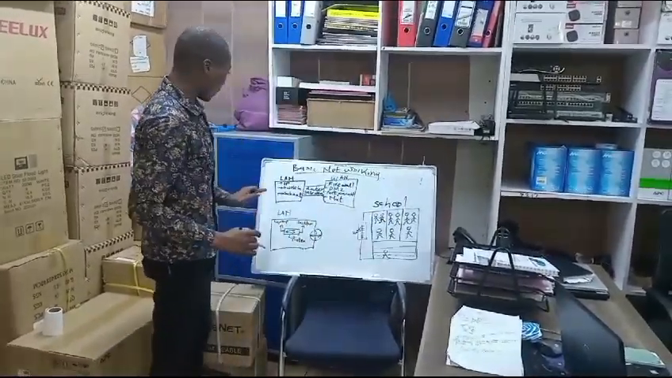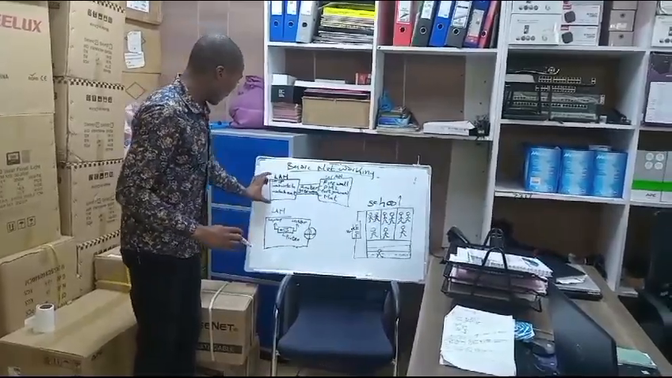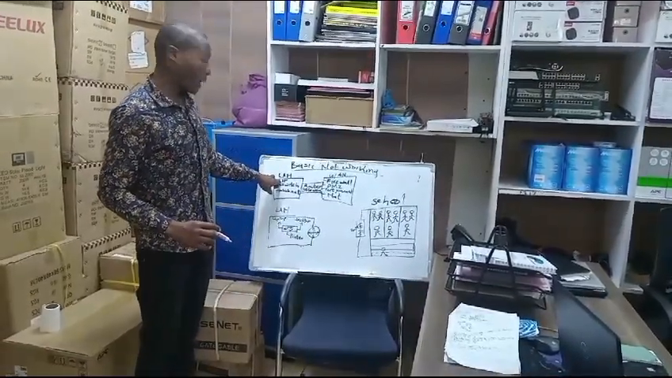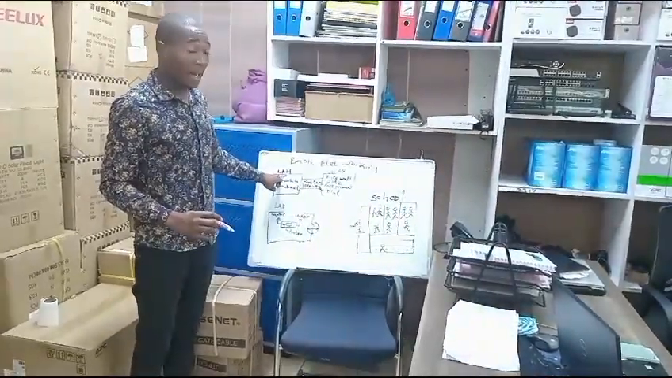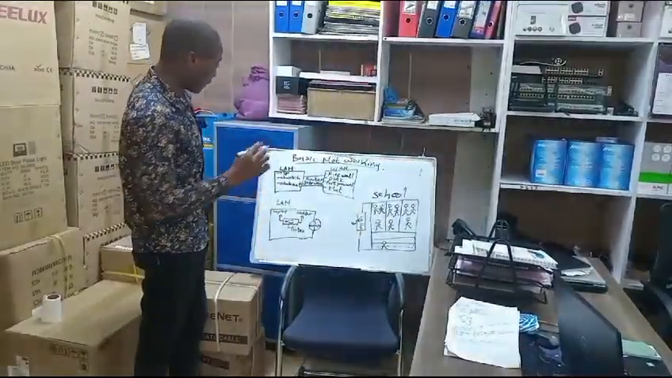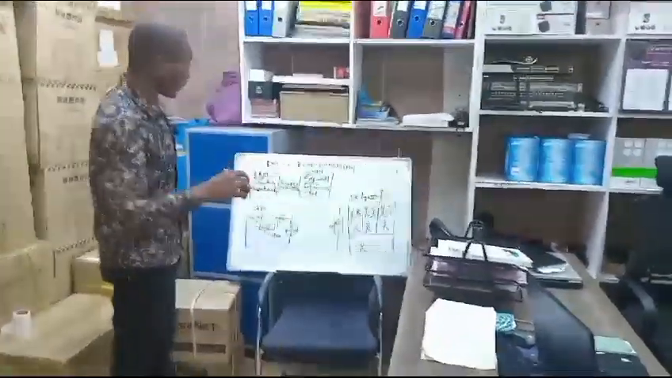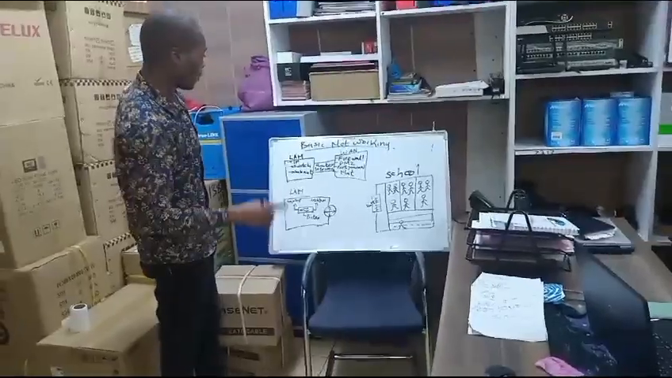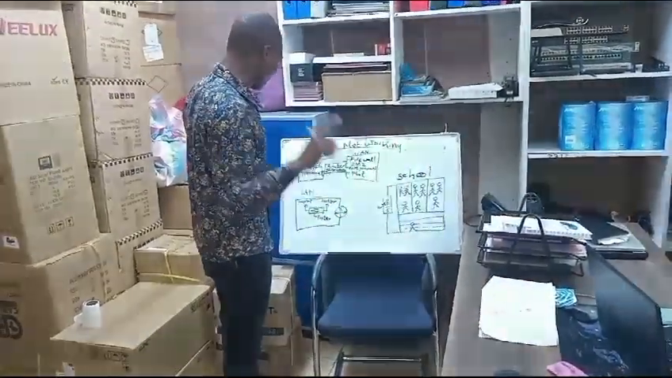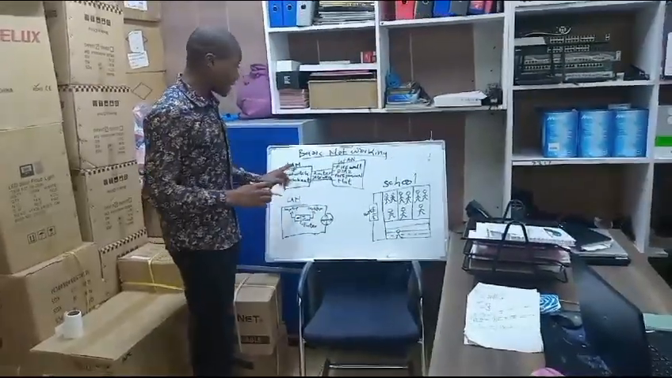So far, we have to talk about LAN. I've told you LAN is local area network, and inside LAN we have what we call an IP. An IP is an address of a device. It's a logical address of a device. So the device has an IP.